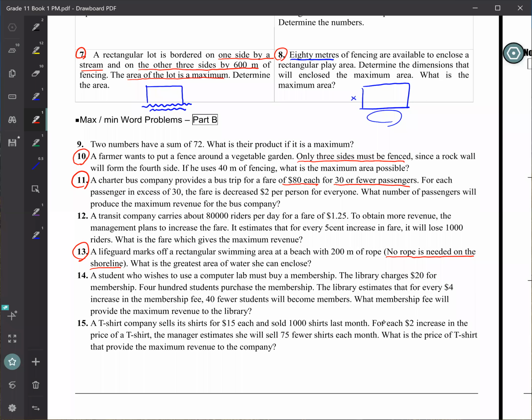That's why it's $80. So it says for each passenger in excess of 30, that means if you increase by one person, each means one, increase by one person, then you will decrease the price by $2.